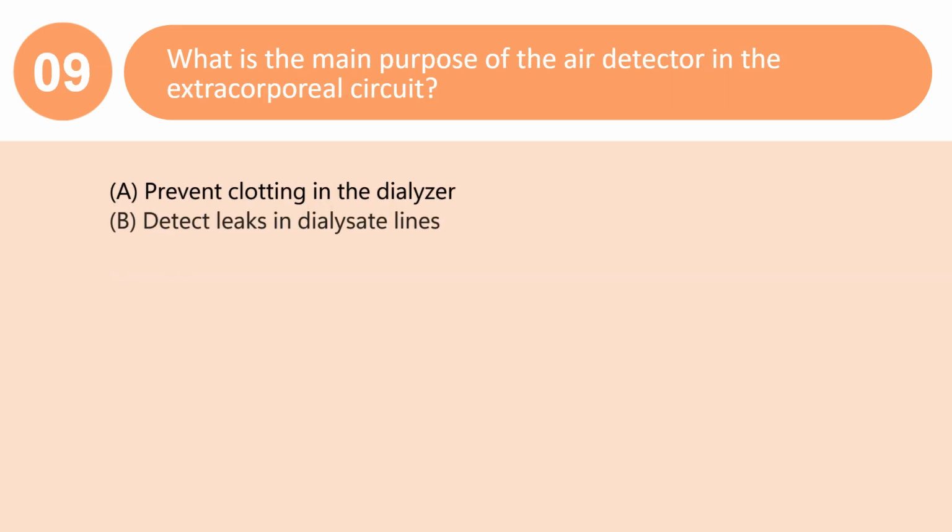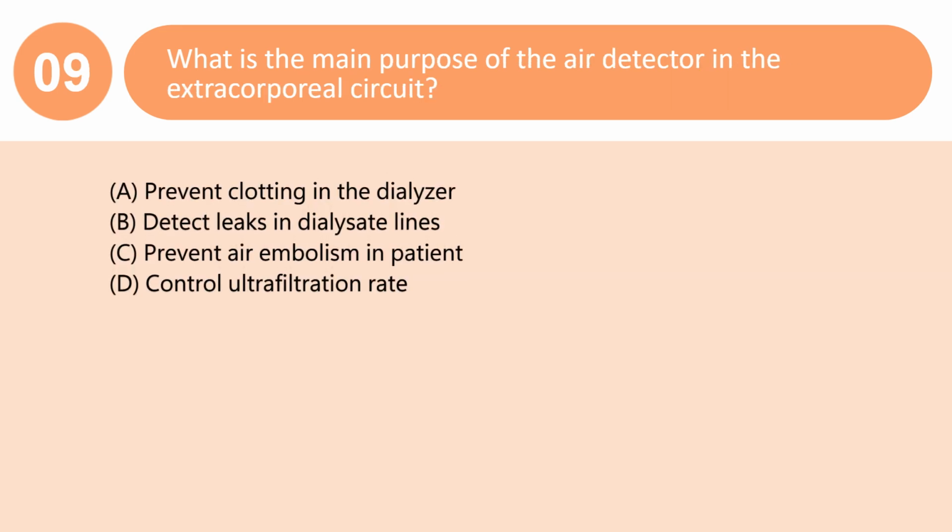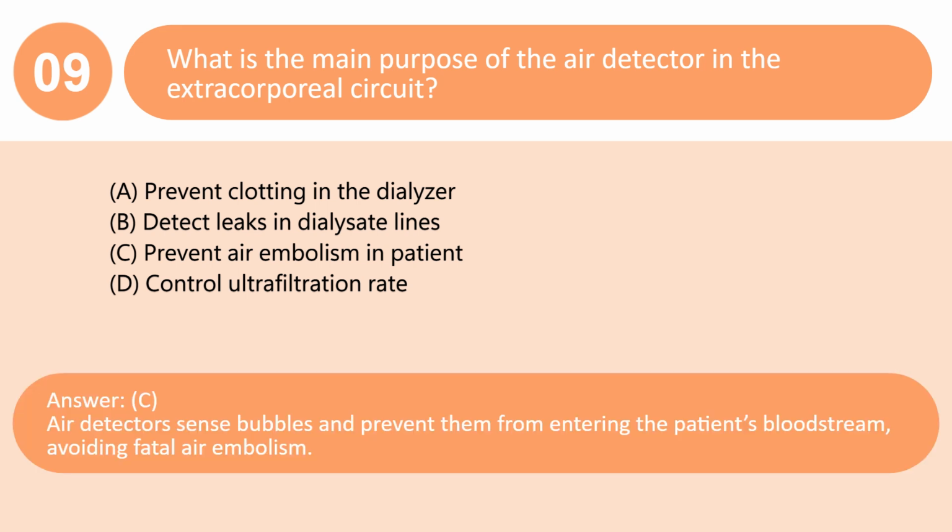What is the main purpose of the air detector in the extracorporeal circuit? A. Prevent clotting in the dialyzer. B. Detect leaks in dialysate lines. C. Prevent air embolism in patient. D. Control ultrafiltration rate. Answer C. Air detectors sense bubbles and prevent them from entering the patient's bloodstream, avoiding fatal air embolism.